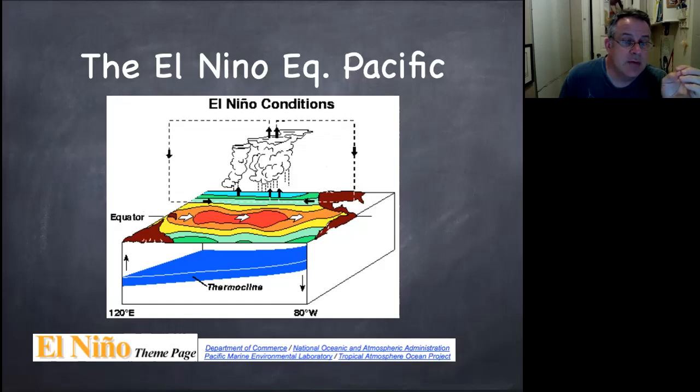And we have much weaker or reversed winds, or even turned off winds, which means we have much less upwelling in both the coastal currents and along the equator.